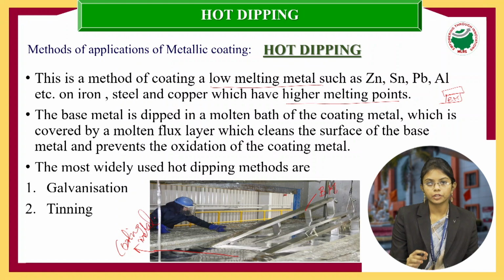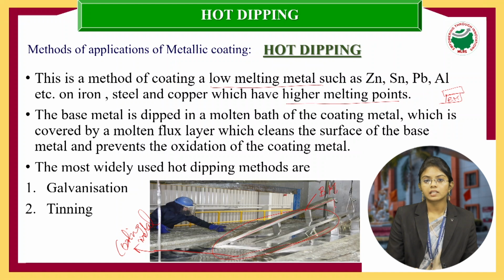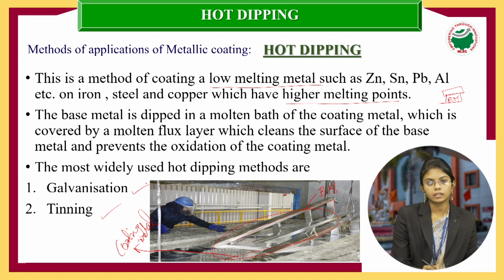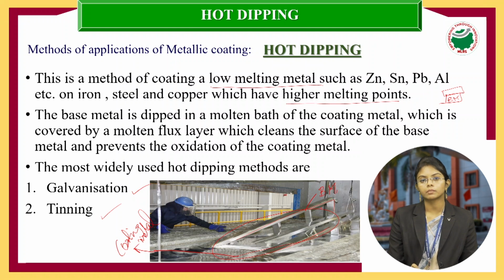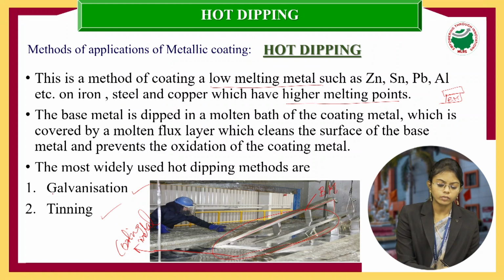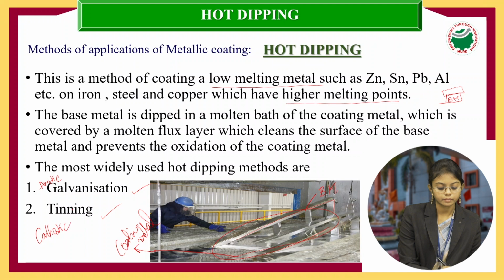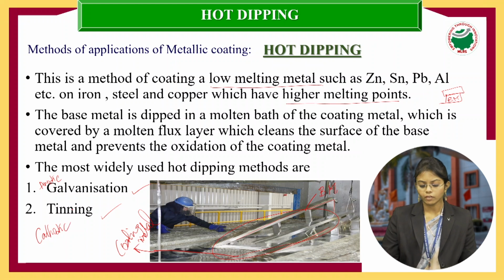So, what they are doing, they are going to dip the base metal in this solution so that the coating metal will be attached to the base metal to protect the base metal. So widely used hot dipping methods are galvanization and tinning. These two are very important methods under hot dipping, and now this galvanization will come under anodic coating and the tinning comes under cathodic coating. Now we'll see first of all, what do you mean by a galvanization?